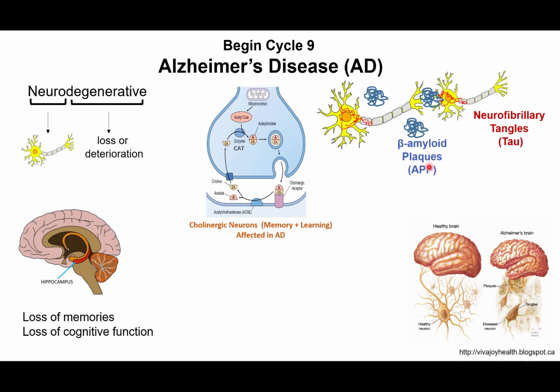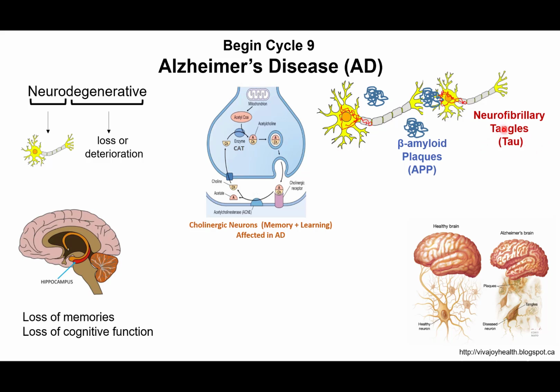So plaques and tangles. Plaques are basically these clumps that get formed, and they are formed outside the neuron, and they can interrupt the synaptic connection. And they can also lead to the direct death of a neuron, which we'll see in a bit.